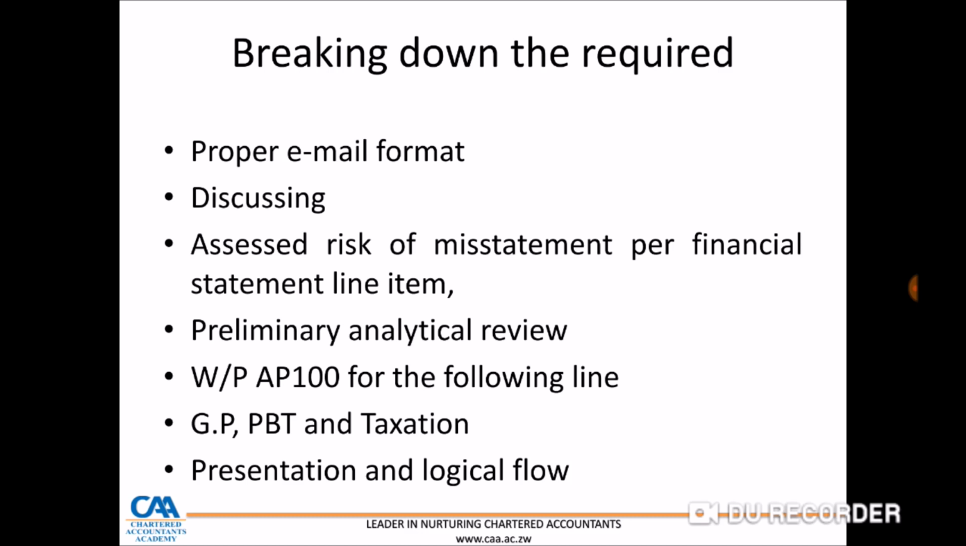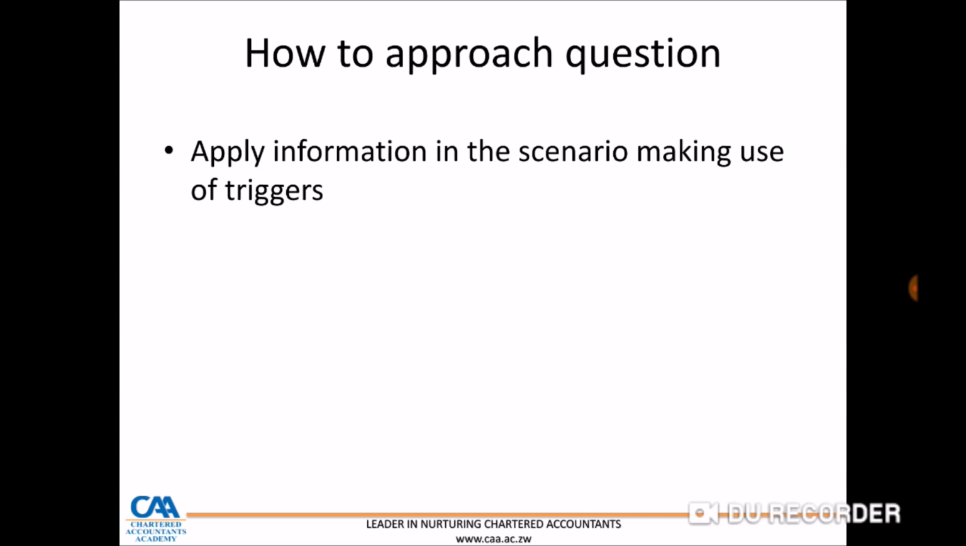You're supposed to have a discussion of the assessed risk of material misstatement for the line items based on the preliminary analytical review as found in working paper A100, that is over gross profit, profit before tax, and taxation. Then you would get your presentation marks. So make sure you break down the required before you start answering so that you address all the issues and you address them correctly. How are you supposed to approach the question? Apply information in the scenario, making use of triggers, right?